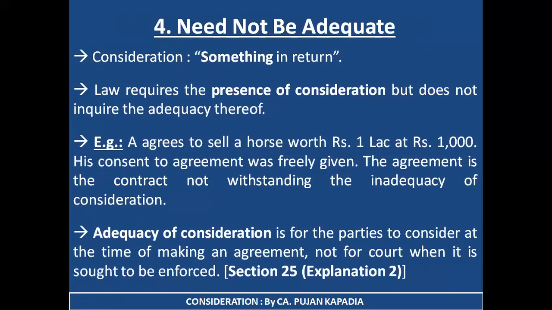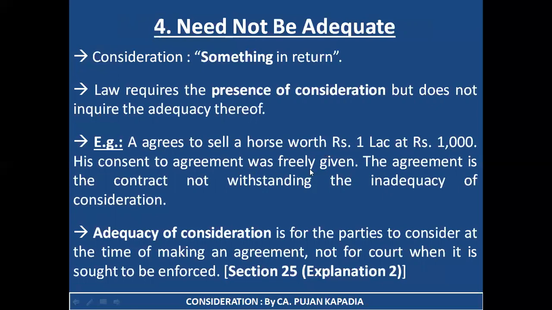Now let's take an example so you will understand what I want to say. Mr. A agrees to sell a horse worth rupees 1 lakh at rupees 1000. So the horse whose value was rupees 1 lakh is being agreed to be sold by Mr. A at rupees 1000 only. So jo 1 lakh ka good tha, kitne mein sell ho raha hai, 1000 mein. His consent to the agreement was freely given.